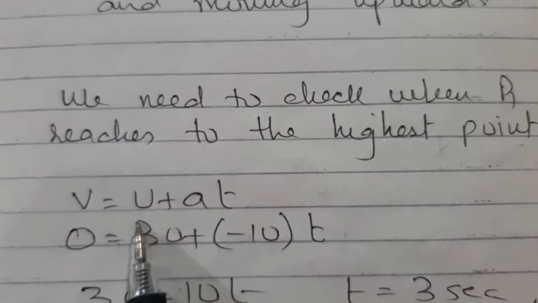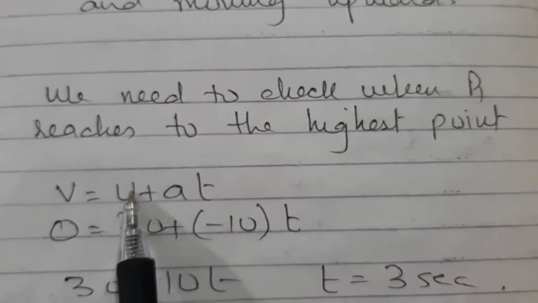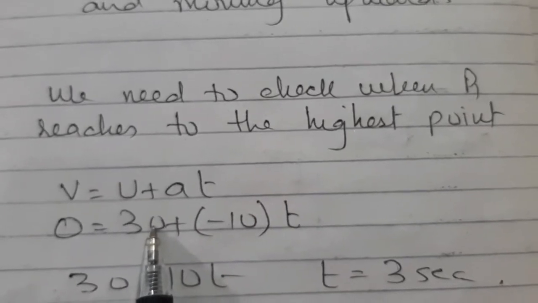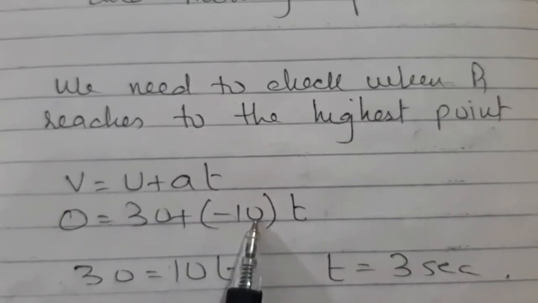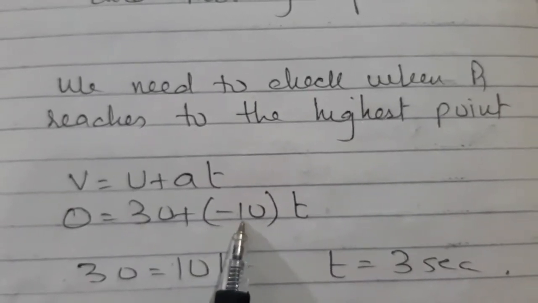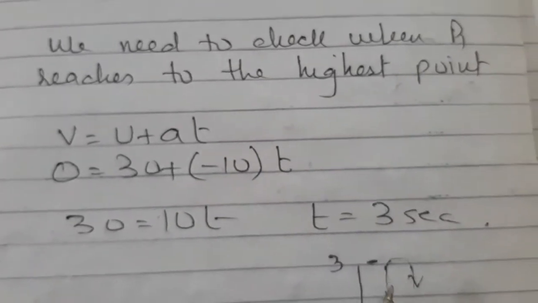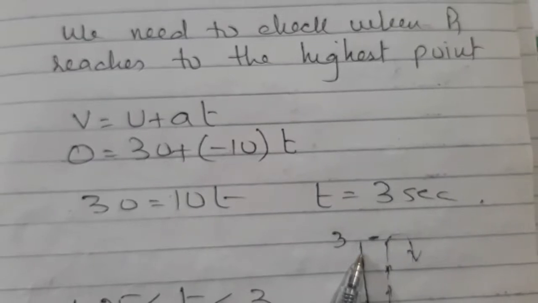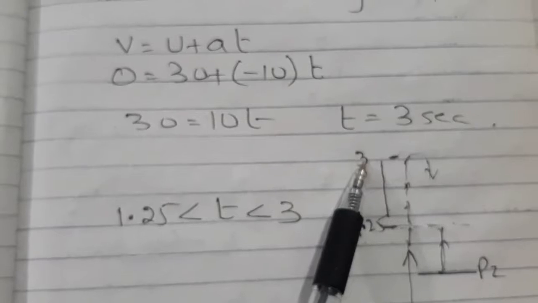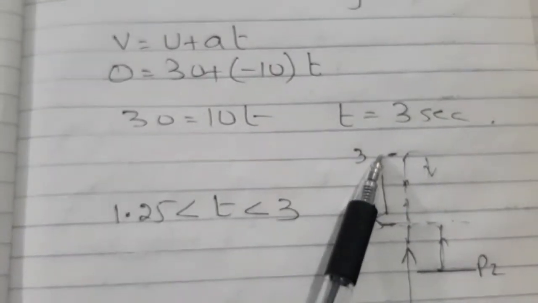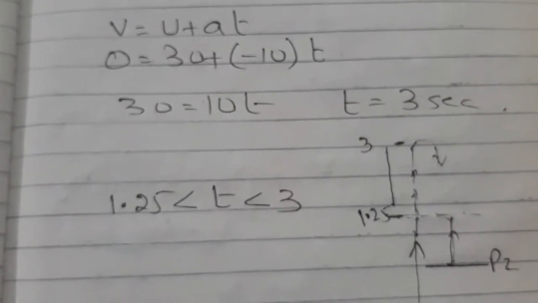Okay. So to find out when it will reach its highest point, P1, where V will be 0, P1 started with velocity 30. In free fall, we always take a minus 10 or plus 10. In this case, it is minus 10 going up. So I got time 3 seconds. It means it will reach the highest point in 3 seconds. So the total time is 1.25 seconds to 3 seconds when P1 is moving upward and it is higher than P2, right? So now let's see the next question.